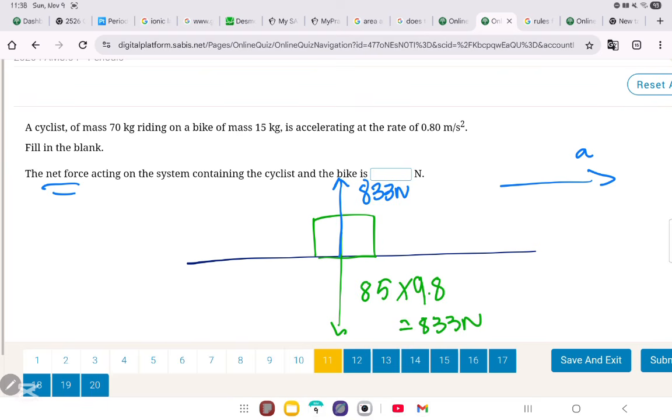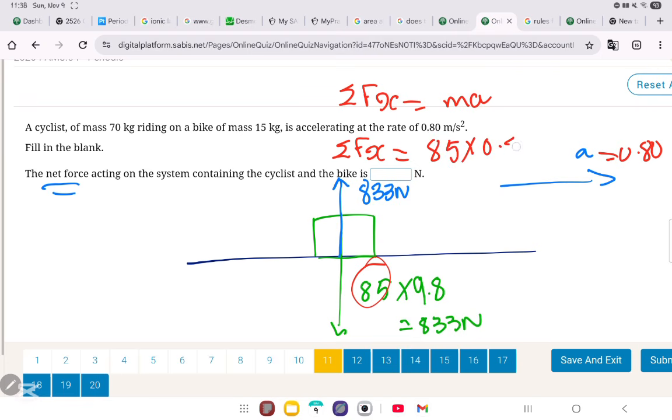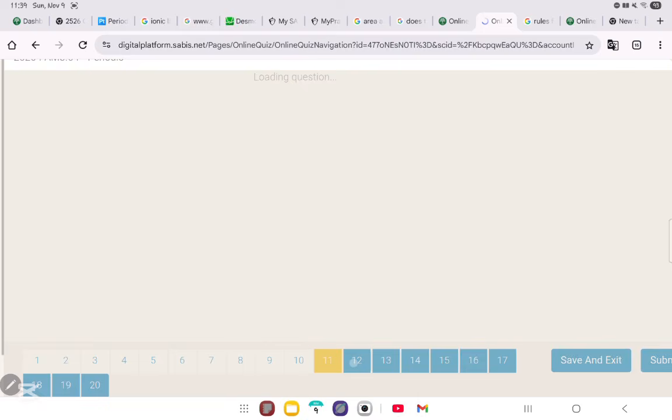So what's remaining for us is to find on the x-axis what are the forces acting. So we have the acceleration, which is 0.80, right? And we have the total mass to be 85 kg. So by applying sigma Fx equals ma, we can find that the net force Fx is the mass, which is 85, times 0.80, which is 68. So the net force acting on the system containing the cyclist is 68 newtons, and you will put it on the positive direction, okay? So the answer, my bad, over here is 68 newtons. We'll move on to question number 12.